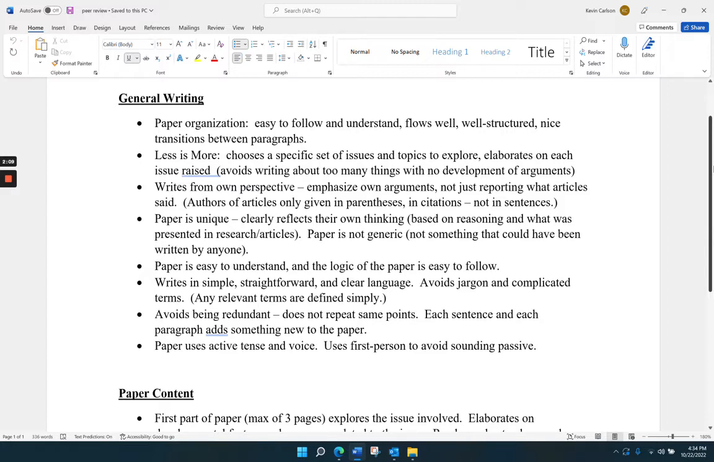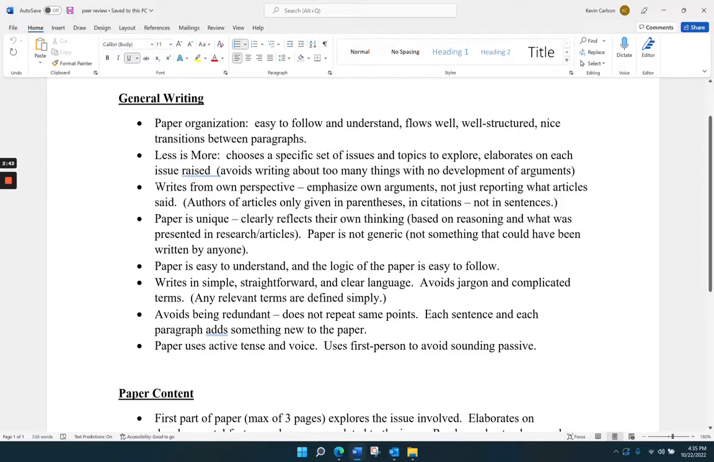And so does the author choose a specific set of issues and topics to explore? So are they focused? And do they make a good choice in terms of how many things that they're talking about? Because if they try to talk about too many things, they won't be able to develop their arguments. So, but you don't also want just a couple things, because then it won't be a very comprehensive paper. So you want a good number of things that you can fully discuss, but then of course you don't want too much because you won't be able to elaborate on those things.